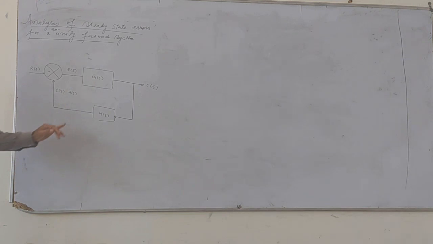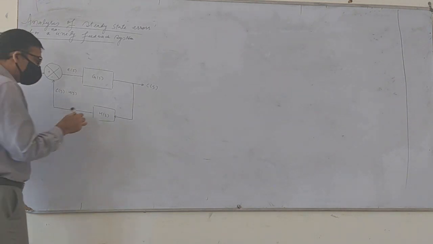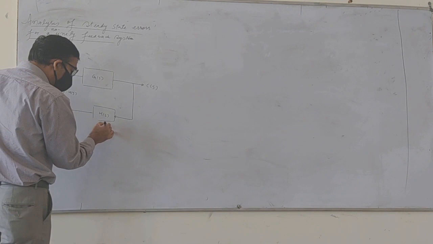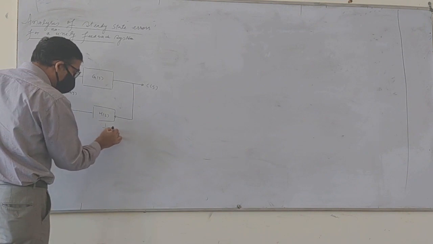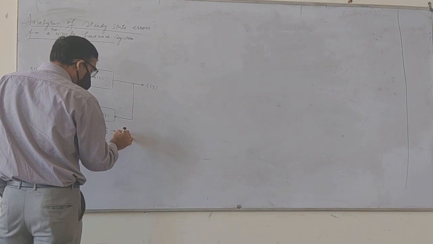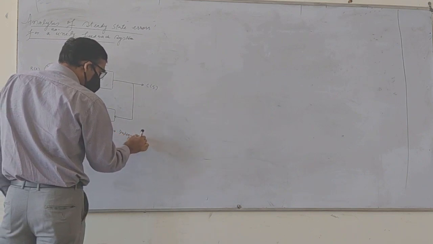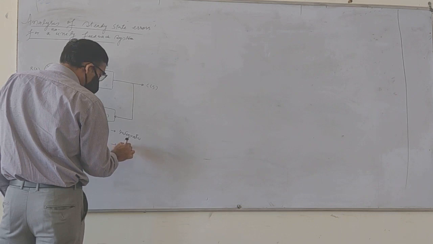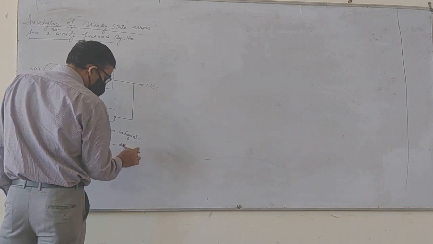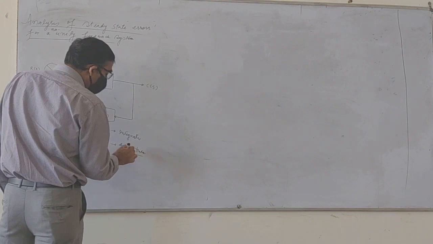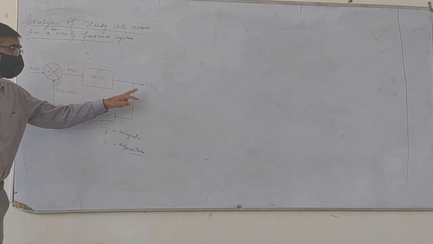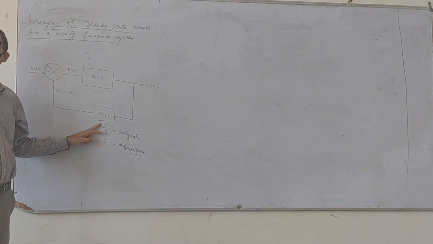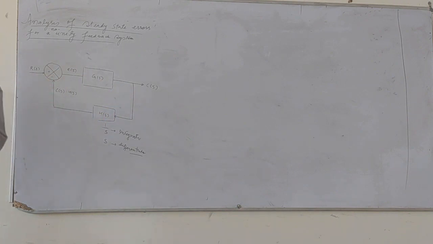Why? If we are considering an integrator, this is an integrator, then the integrator is 1 by S, and the differentiator is S. What basically we are doing here, we are taking the integral of the output and then we are finding the difference between input and the integral of the output. That's not a point. Whenever we talk about the error, the definition of error is the difference between input and output.